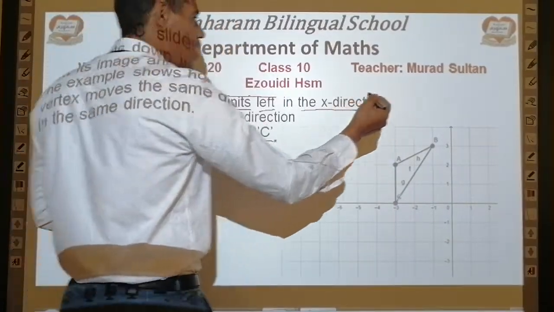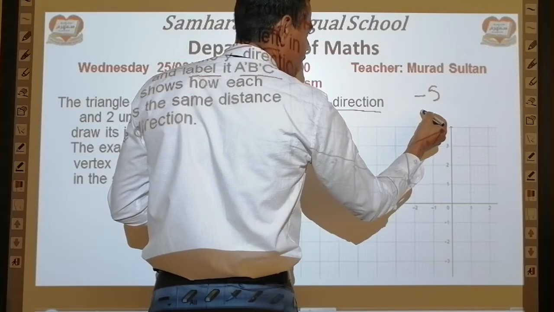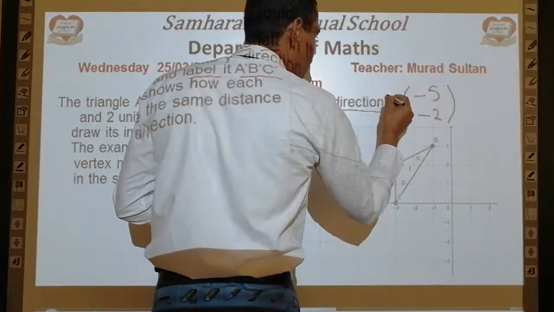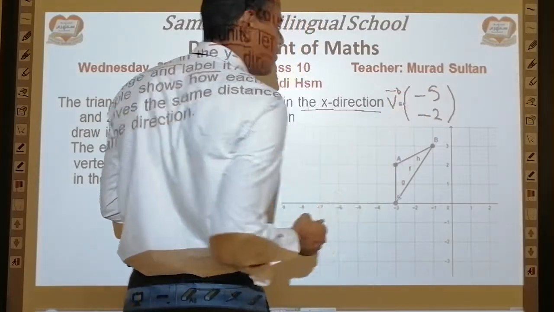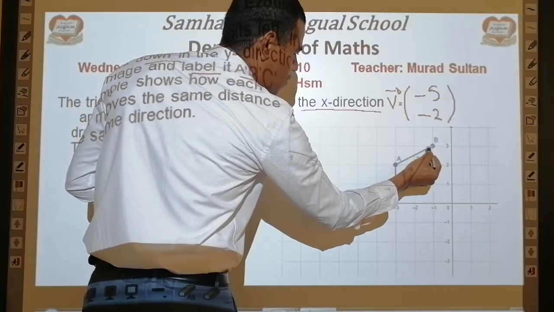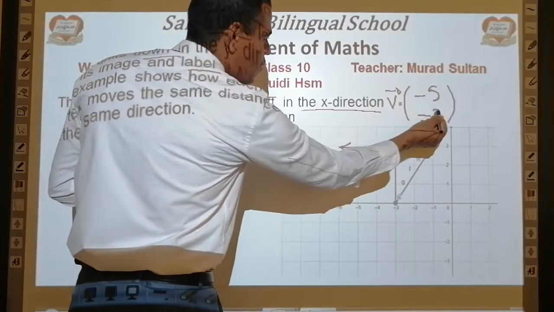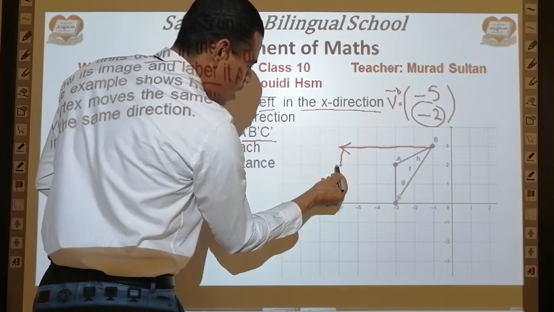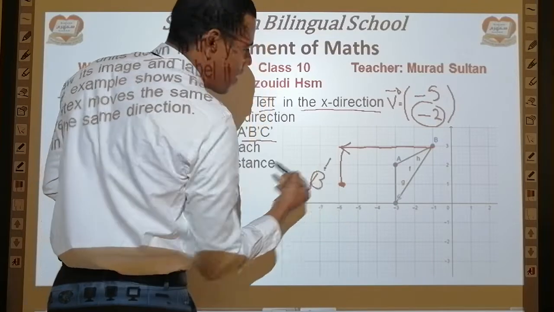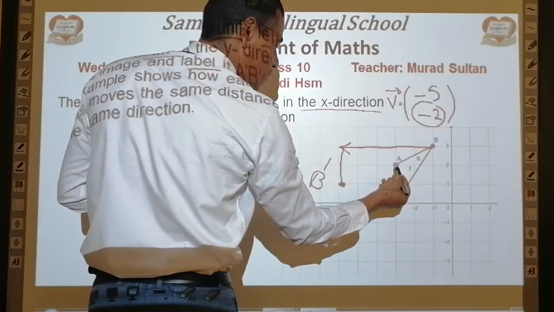What is my column vector? We call 5 units to the left and 2 units down in the y direction. This is V, the translation vector. Each point, my kids, should move 5 units to the left: 1, 2, 3, 4, 5. Then 2 units down: 1, 2. So this point is B prime. Then A also moves how many units in the x direction? 5 units to the left.